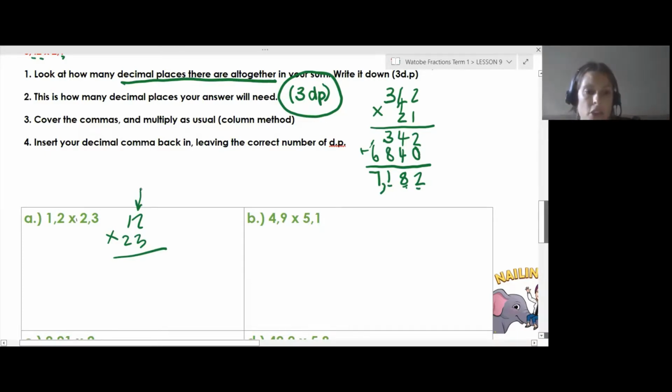Buffle, have you got a question about the work? Yes, ma'am. With the decimal places, if it's one decimal place, do you only count once? Yeah. Okay, thank you. Pleasure.